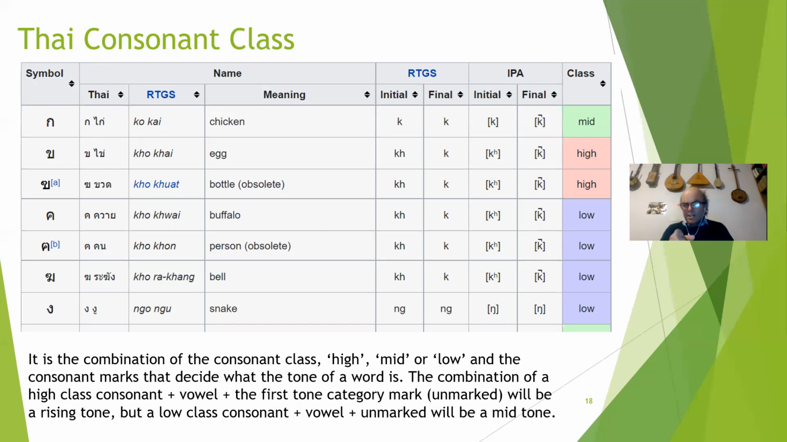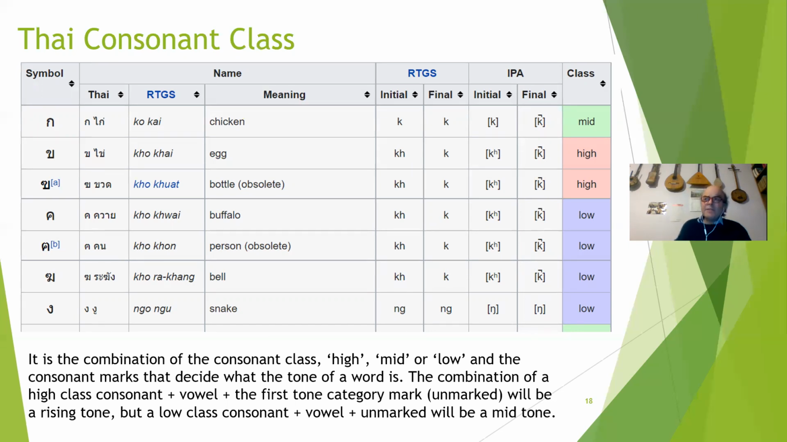And the consonant classes are shown on the right-hand side of this document, which comes from Wikipedia, in color. So we have what's called high class, mid class, and low class. So the first consonant, go kai, the chicken, this go, is what's called a mid-class consonant. The second one, ko kai, is a high-class consonant. Ko kuat is also a high-class consonant. And then ko kwai, buffalo, ko kon, person, ko rakhang, bell, and ngo ngu, snake. These are all what are called low-class consonants.